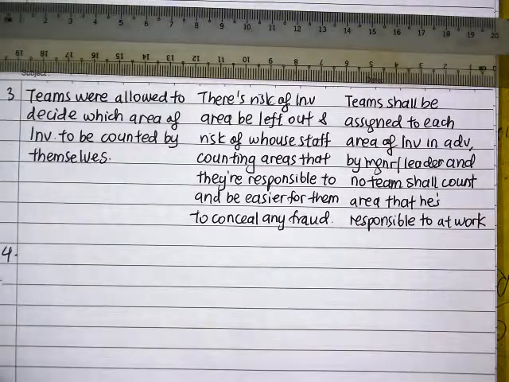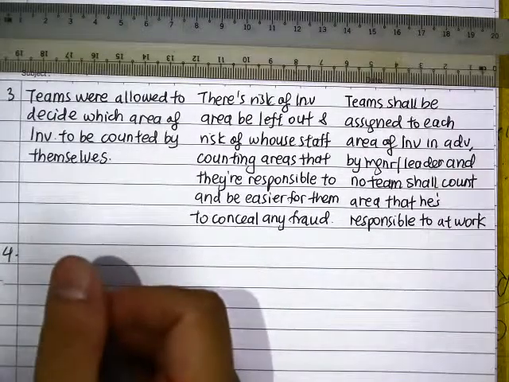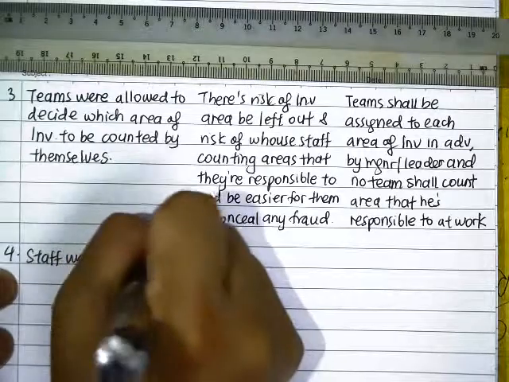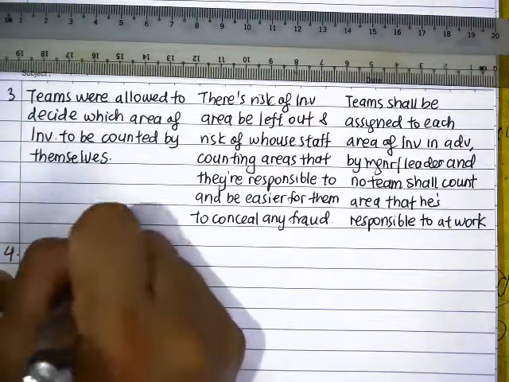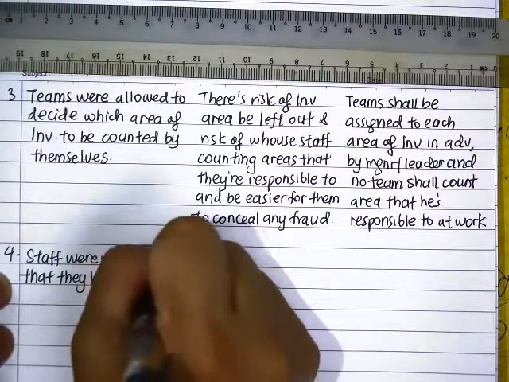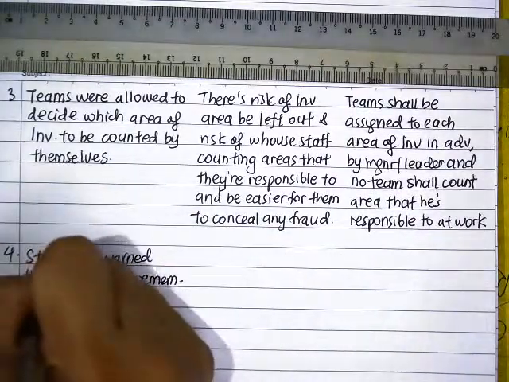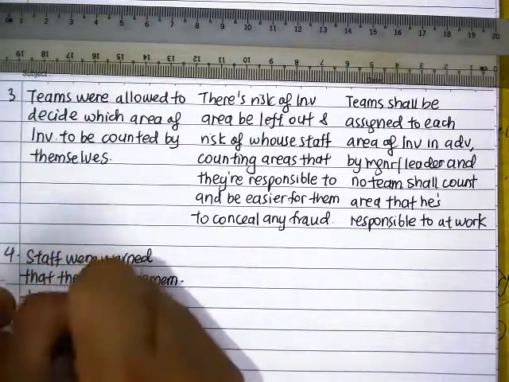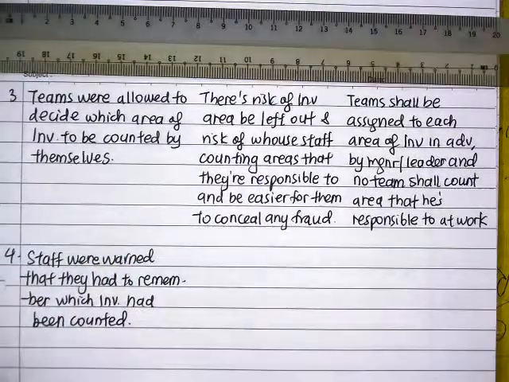Okay, number 4. Now obviously this is a very obvious mistake. They say that the staff were warned that they have to remember the inventory that they have counted. Alright, now remembering is not the correct way, right? You can always forget. So this is definitely a big weakness. Now, they mentioned that staff were warned that they had to remember which inventory had been counted.